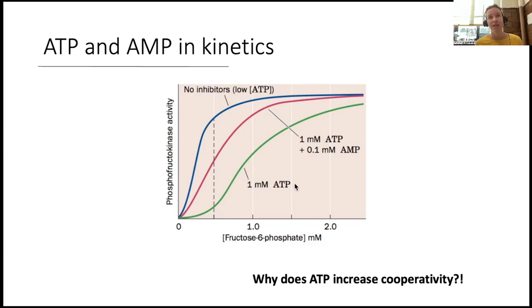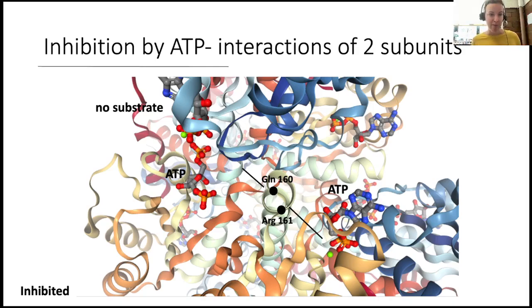So in this last line, folks, you see that it is very S-shaped. Where have we seen S-shaped curves before? When we were talking about cooperativity. So here we have another example again of where an inhibitor is increasing cooperativity. This is very interesting. Why does ATP increase cooperativity? Well, let's take a structural look and understand the structure function happening here.